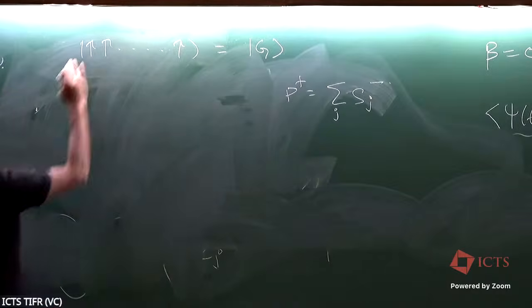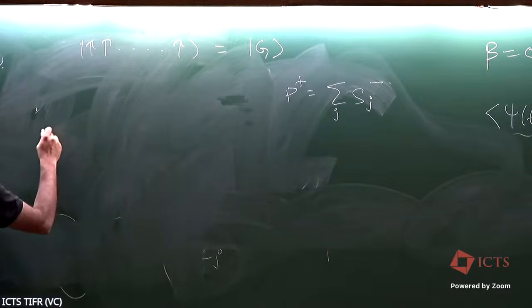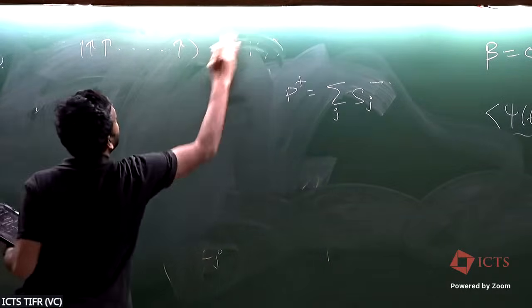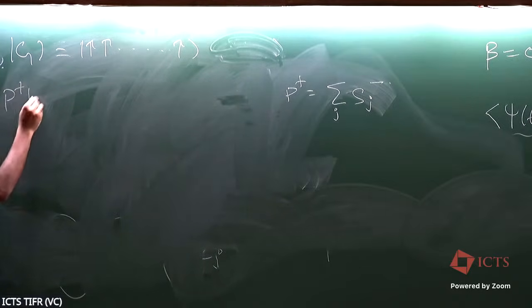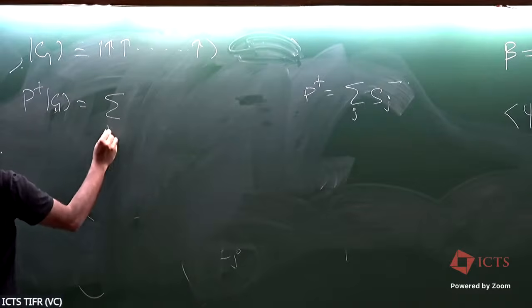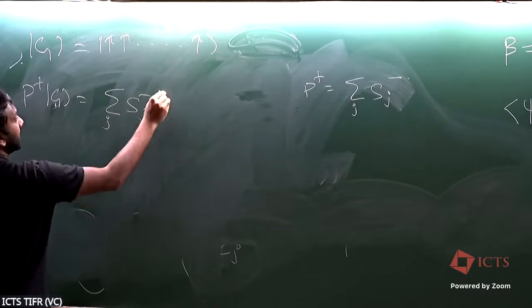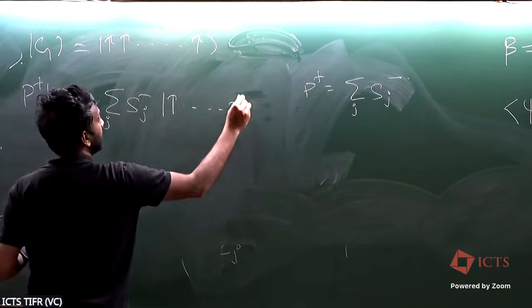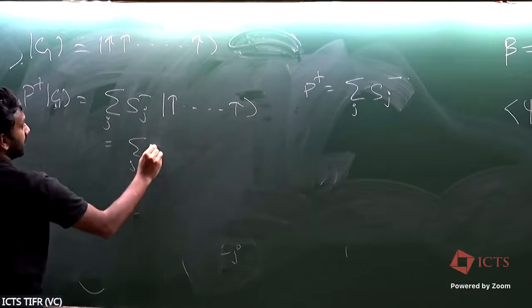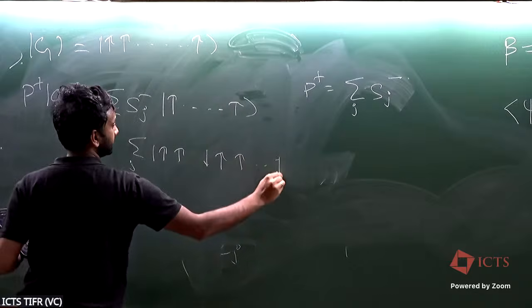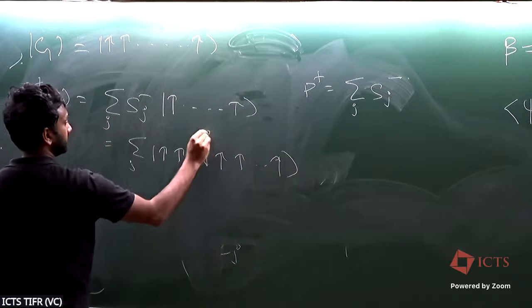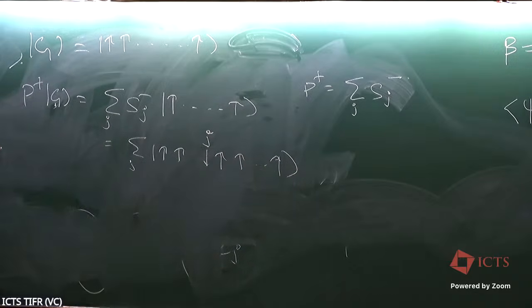And so it turns out that if I apply this P dagger once, so P dagger G is basically a sum over S minus acting on this all up state, which is just one spin which has been flipped down. No, this is not AKLT. So I should make it clear.